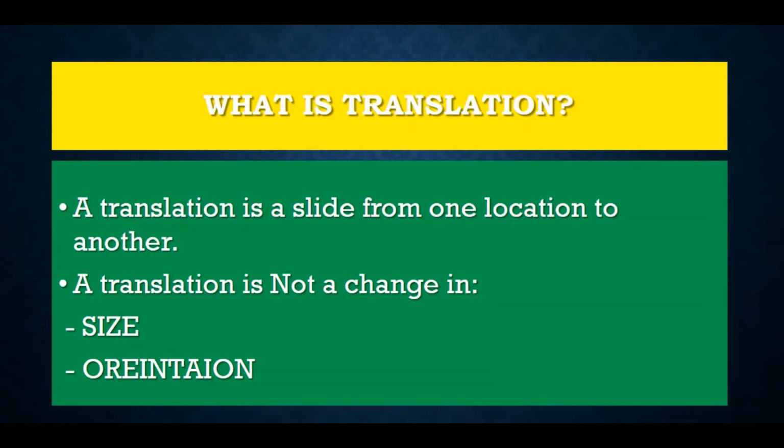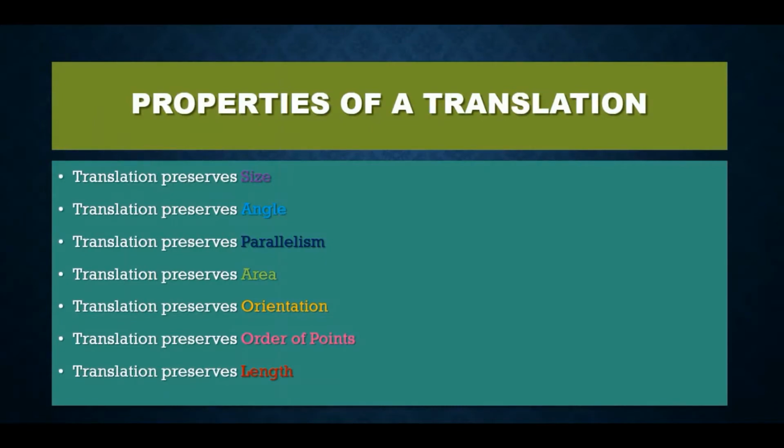So what we're going to do now is to look at some properties of translation. Some of the properties of translation are: translation preserves size. So that's one of the key properties that you must always remember. After you have done a translation, the size of your image will not change. So the same size that you started out with, it will be the same size that you will end up with when you complete that translation.